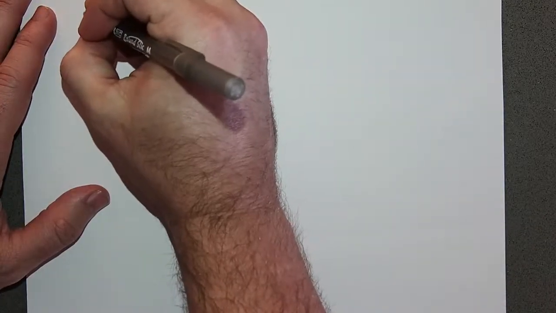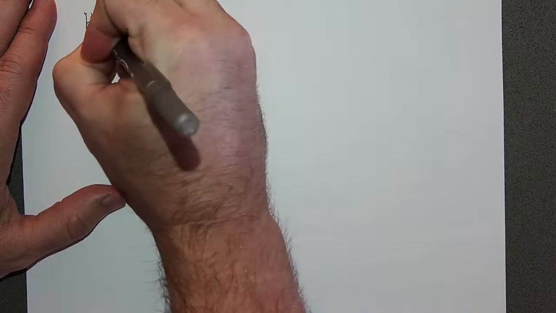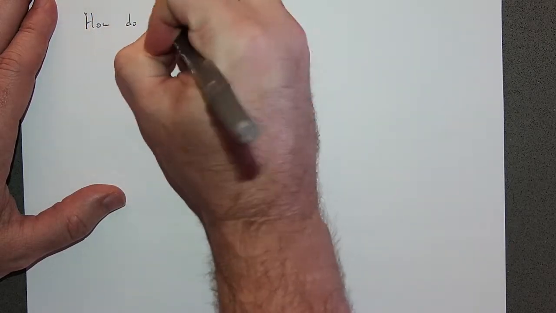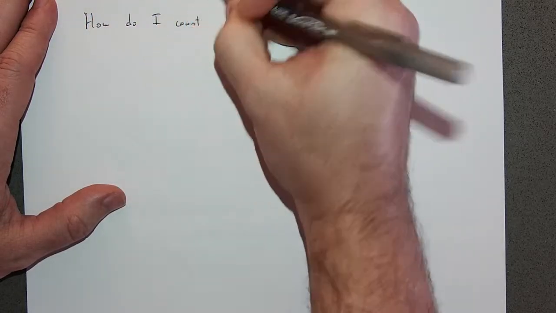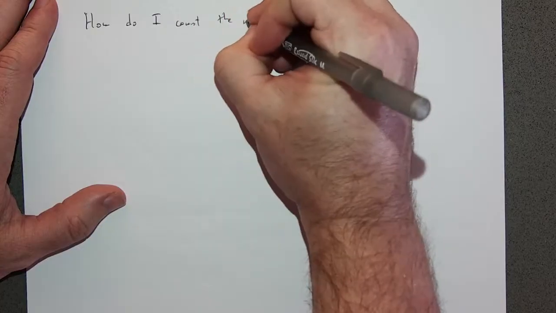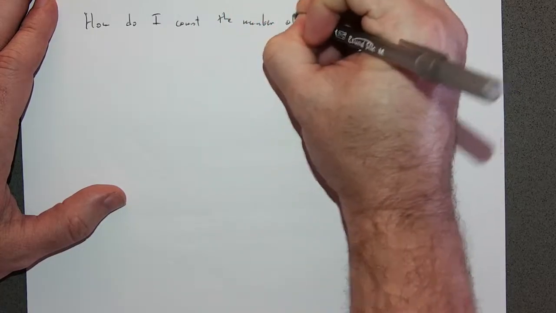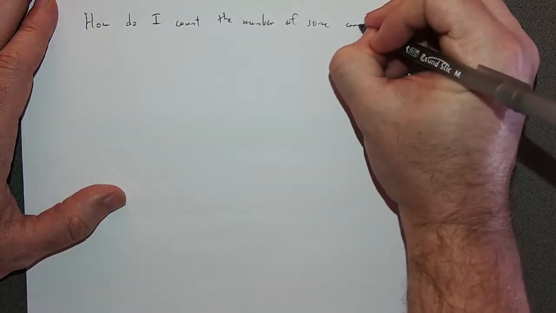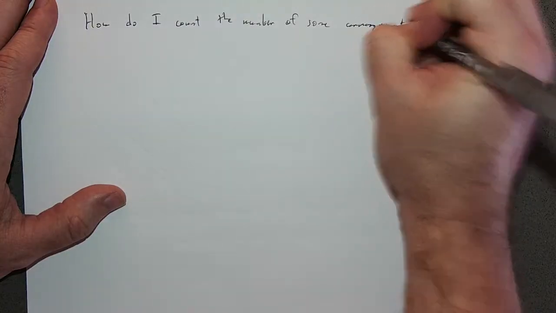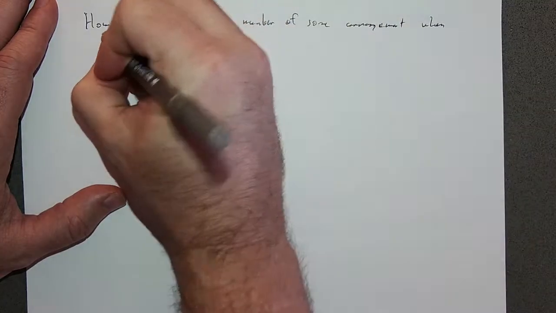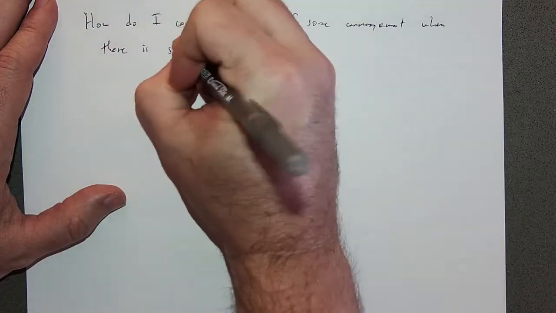So now, this is a very general question. So now this is something different. Let's see. How do I count the number of some arrangement when there is symmetry present?